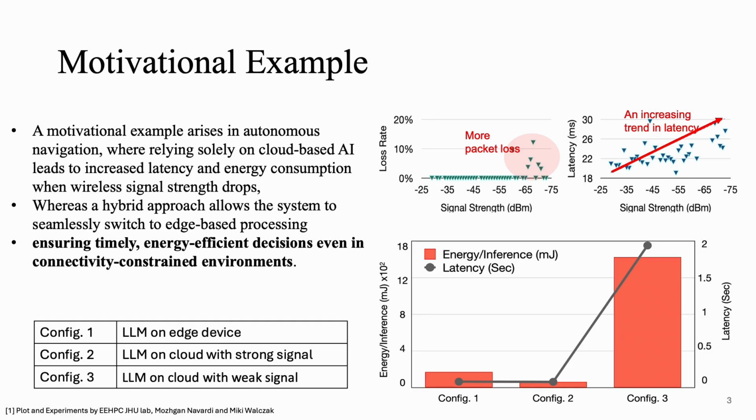In contrast, Configuration 1, which uses an edge-based LLM, maintains both low energy usage and low latency, regardless of connectivity. This highlights the value of a hybrid approach, where the system can intelligently switch between edge and cloud processing depending on current conditions. This ensures that even in connectivity-constrained environments, we can make timely, energy-efficient decisions, a critical requirement for autonomous systems operating in real-world, dynamic settings.